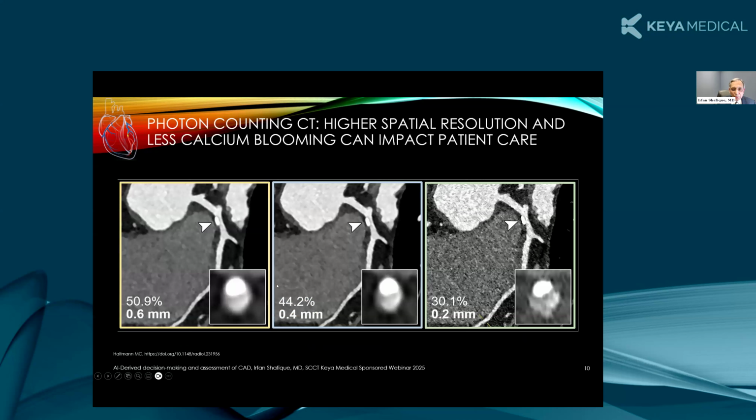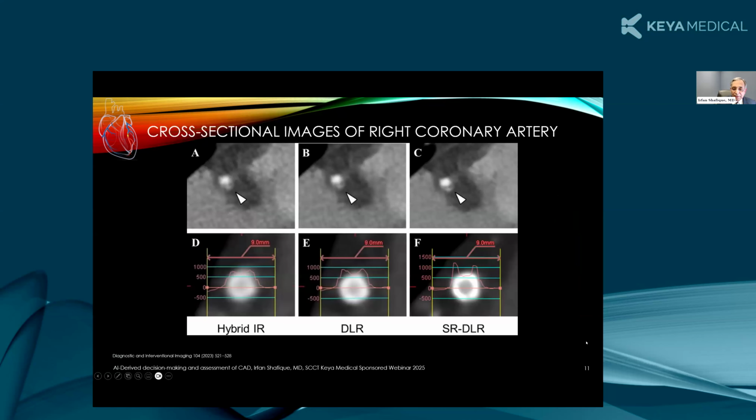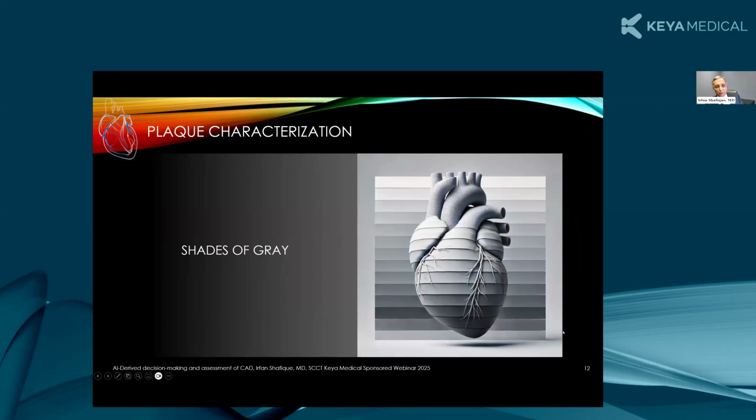So here we see the new machines that have come out, and now resolution has gone down from 0.6 to 0.2. So you really improve on the blooming artifact, which was one of the biggest problems in cardiac CT initially when it came in, and that has significantly improved. And so is the reconstruction method. Now we have hybrid iterative reconstruction with deep learning, and you can see the resolution has improved significantly, and that's why we can see the plaque really well.